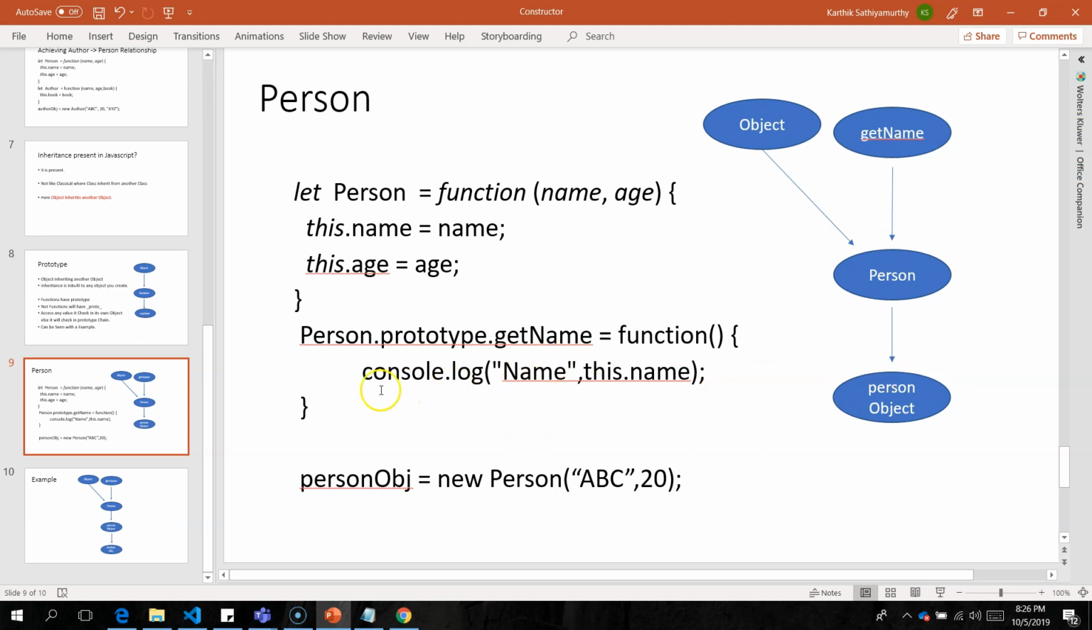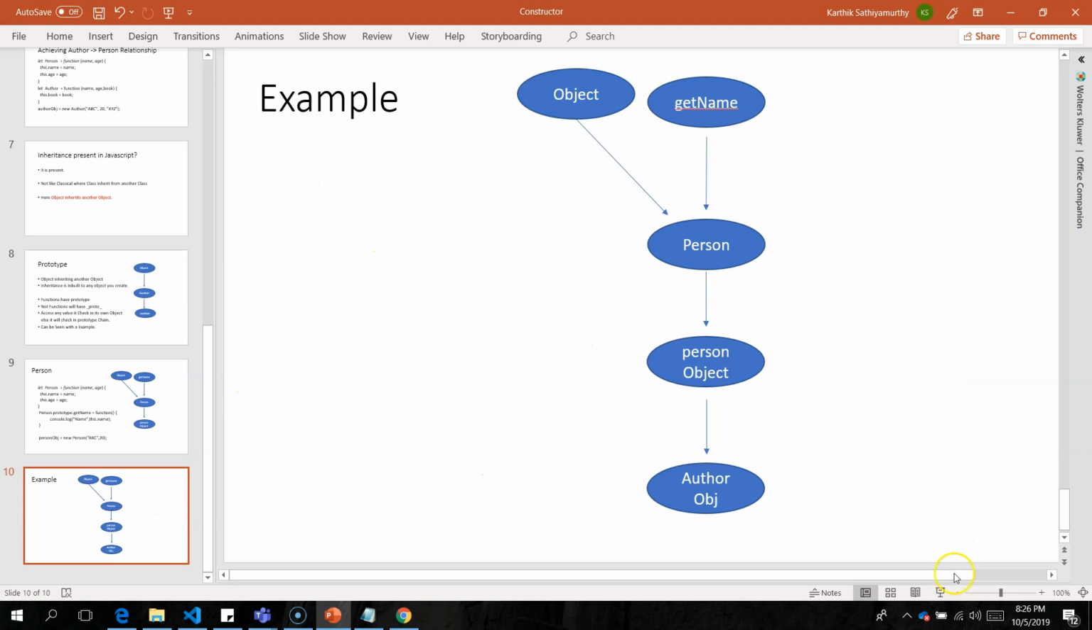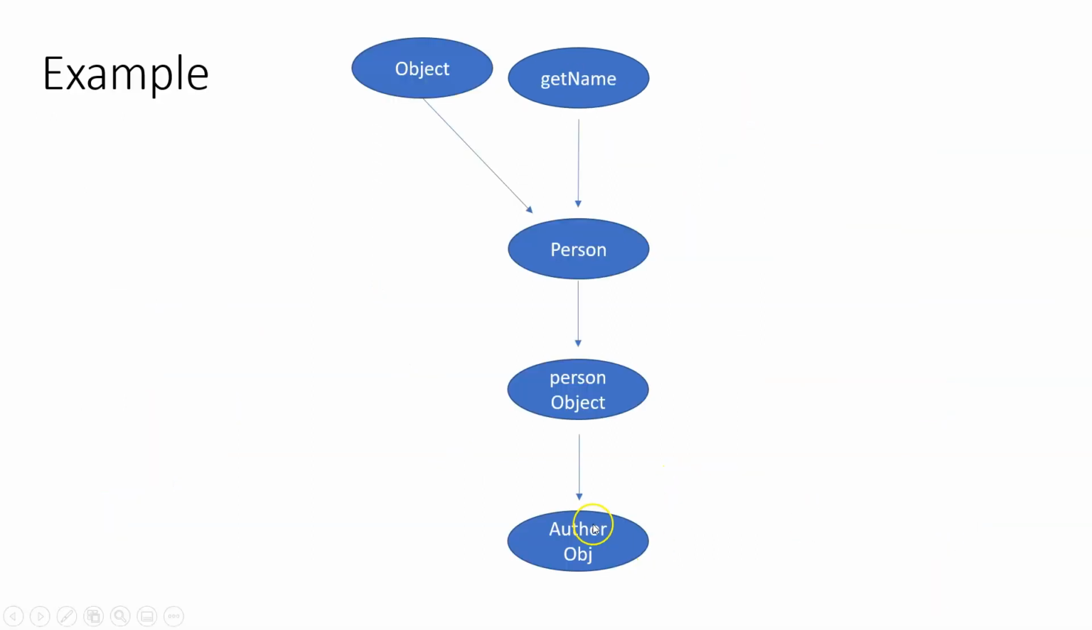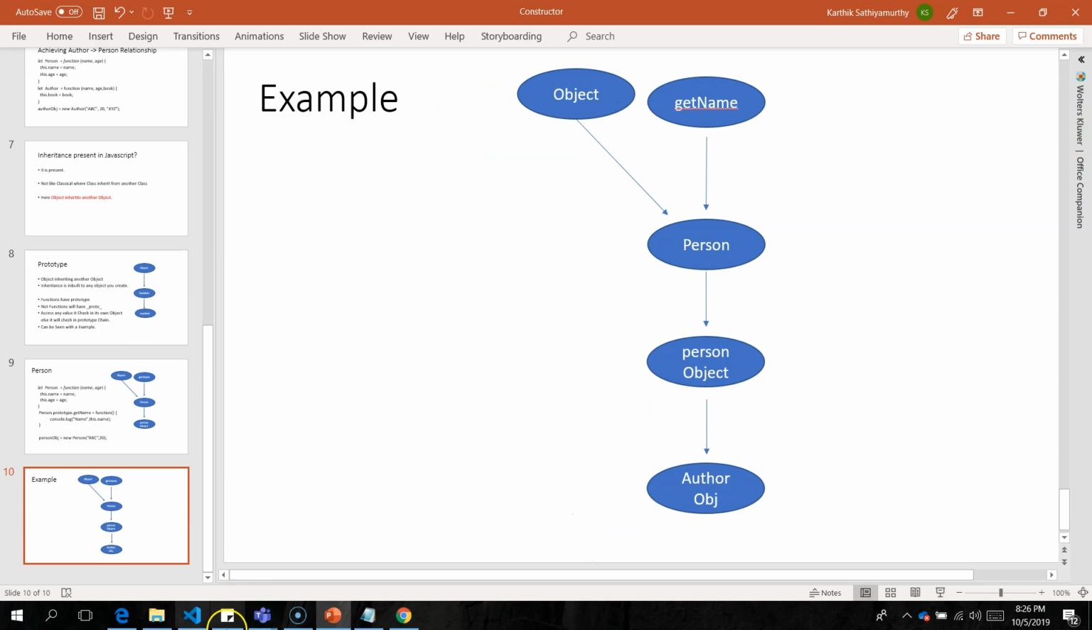So in our requirement we have completed the first step: the person object we have created. Now let us move to the next step, that is creating an author. This is the most important step: creating an author object and setting person in the inheritance tree of author. Let's see how we can do it.